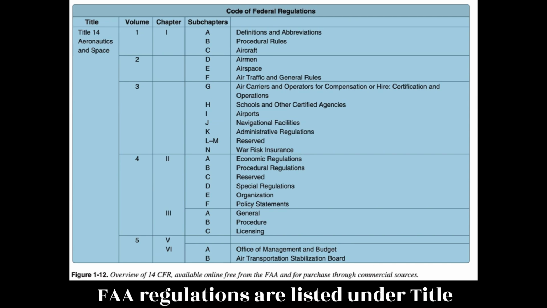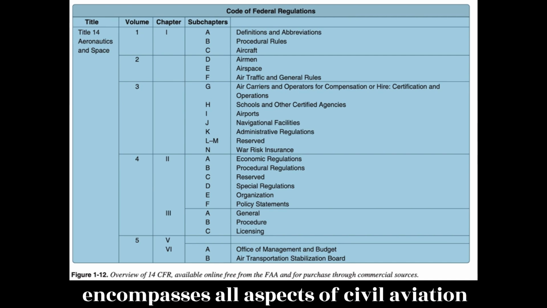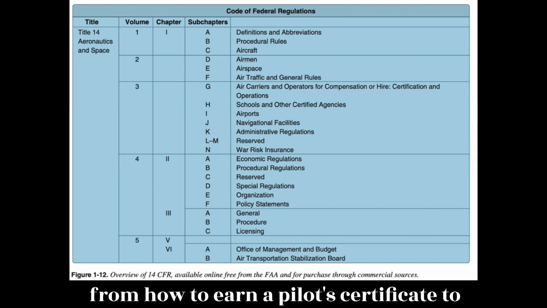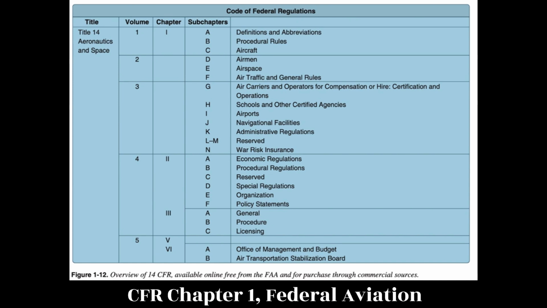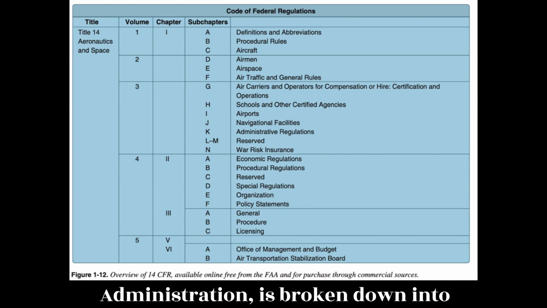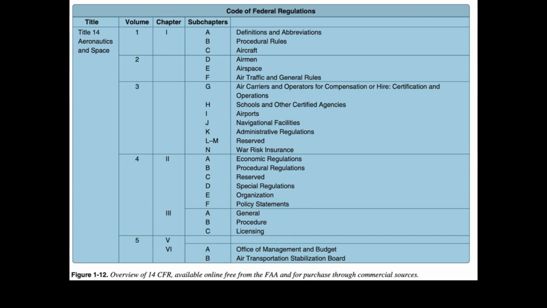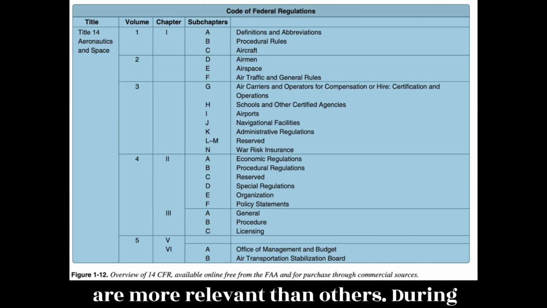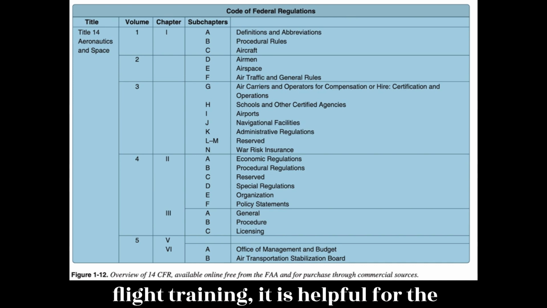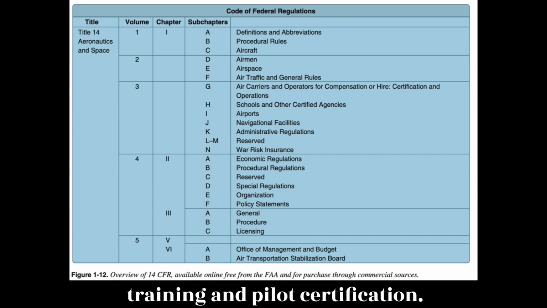FAA regulations are listed under Title 14, Aeronautics and Space, which encompasses all aspects of civil aviation from how to earn a pilot's certificate to maintenance of an aircraft. Title 14 CFR Chapter 1, Federal Aviation Administration, is broken down into subchapters A through N as illustrated in Figure 1.12. For the pilot, certain parts of 14 CFR are more relevant than others. During flight training, it is helpful for the pilot to become familiar with the parts and subparts that relate to flight training and pilot certification.